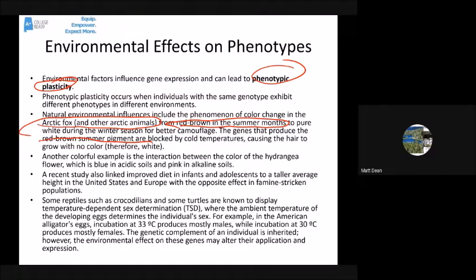Another example of this is the color in hydrangeas, a type of flower. In certain pH soils, those flowers are blue, whereas in other pH soils, they're pink. Another example: diets, especially protein-rich diets in adolescence, tend to cause taller heights in the US and Europe than in more famine-stricken places.